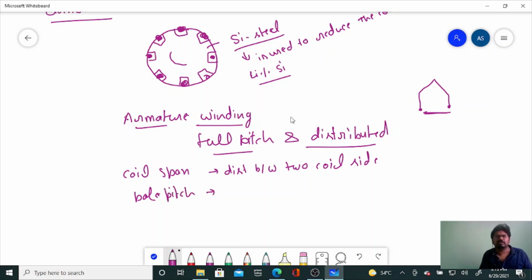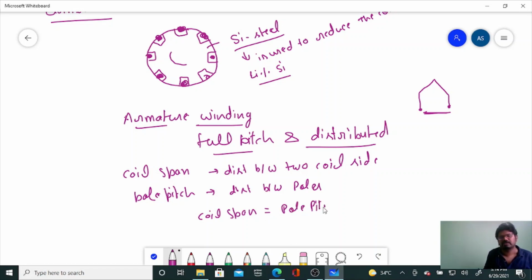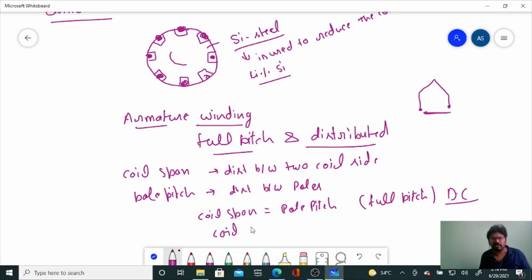Now what is pole pitch? The distance between two adjacent poles, the north and south pole. So if your coil span is equal to your pole pitch, then we call it a full pitch winding, and this type of winding we use in DC.